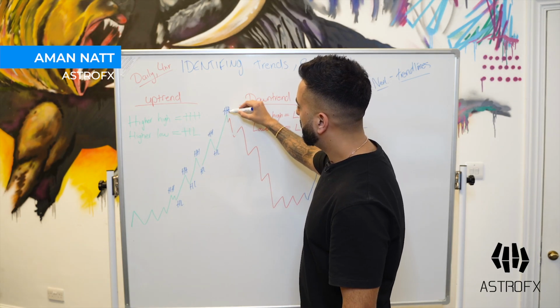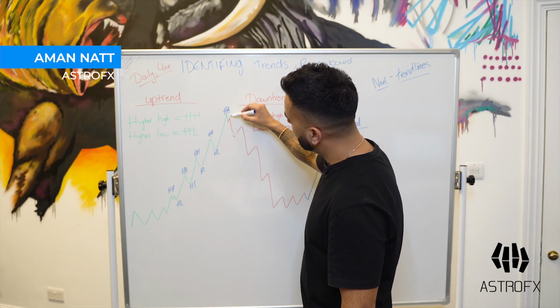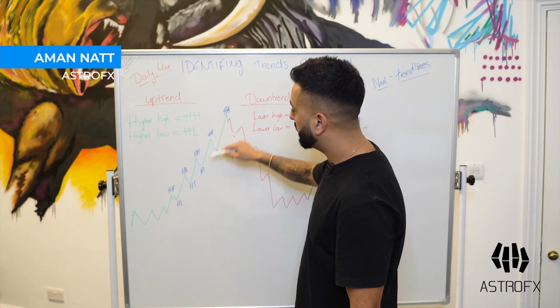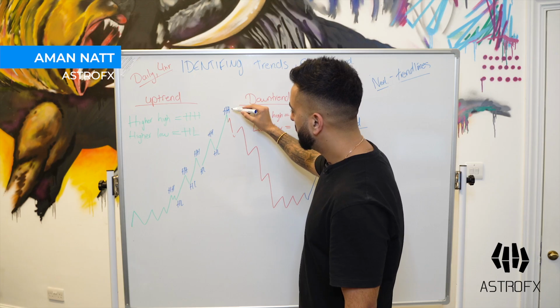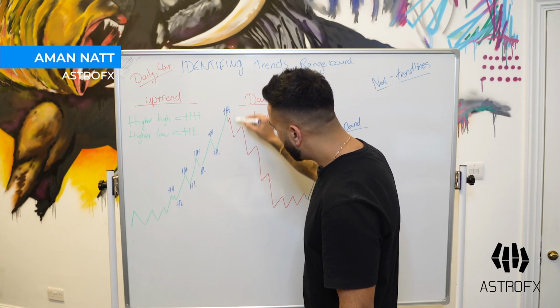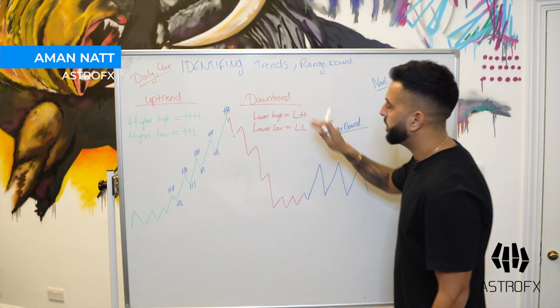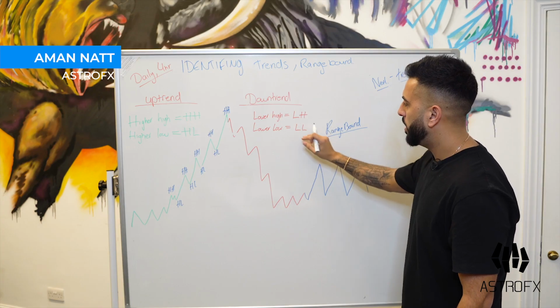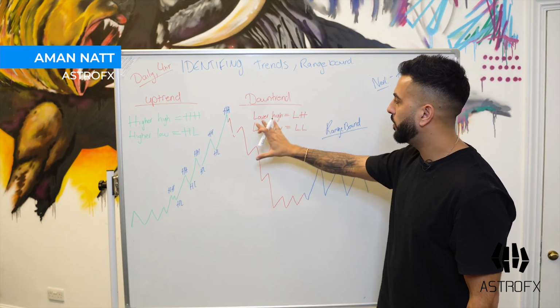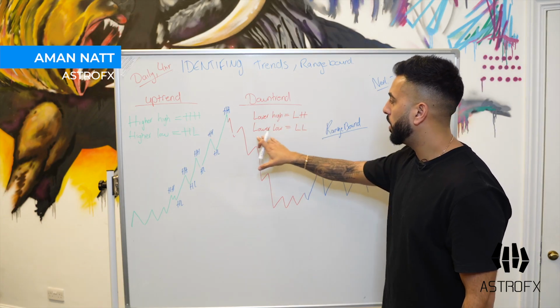So here, you've got a higher high. Now over here, it tried to break past it and continue to go up, but it didn't. It fell short a little bit, then it fell short again. And now guess what? For the downtrend, you have LH and LL. LH is lower high. LL is lower low.